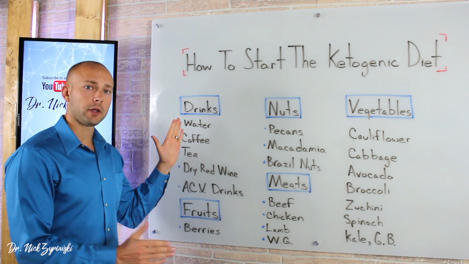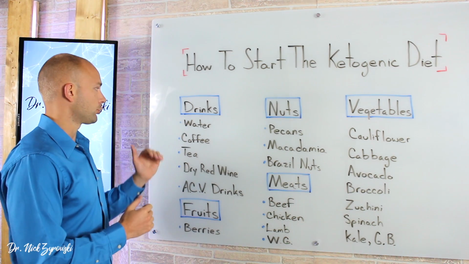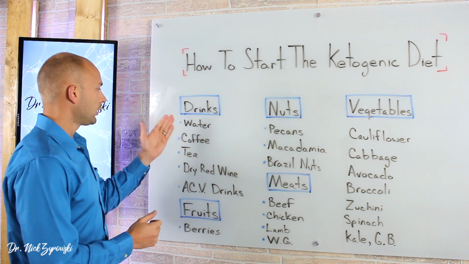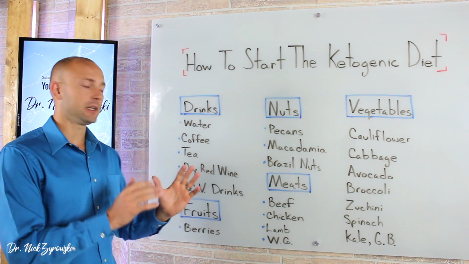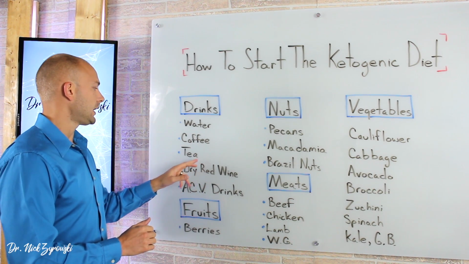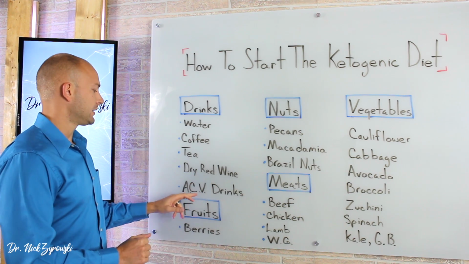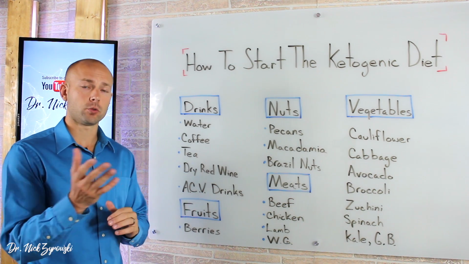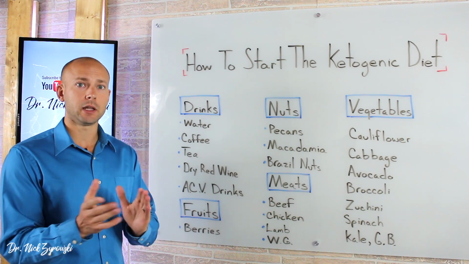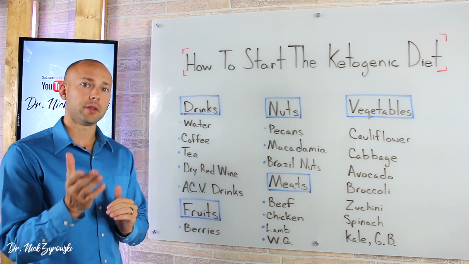First of all, when we look at the different beverages that people are drinking well on the ketogenic diet, we're sticking to water. We're drinking coffee with a little bit of cream or just completely black. Also tea, dry red wines, and apple cider vinegar drinks. As a matter of fact, I did a video on great apple cider vinegar drinks that I really like that you can consume well on the ketogenic diet.